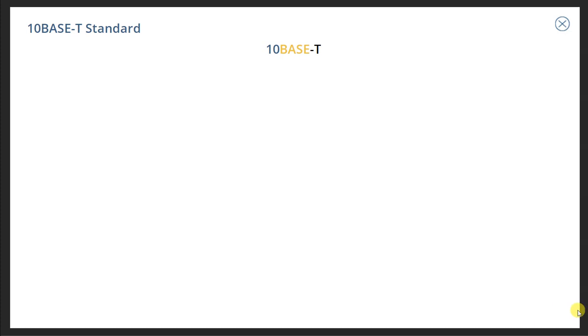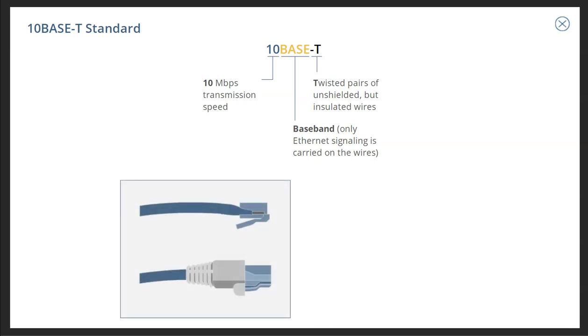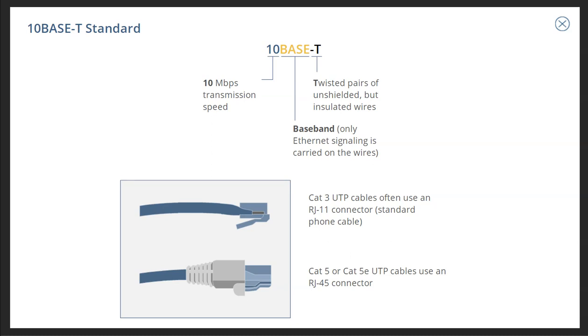10BASE-T is one of several physical media specified in the IEEE 802.3 standard for Ethernet LANs. The name 10BASE-T comes from several components in the physical layer. The 10 refers to the transmission speed of 10 megabits per second. The base is short for baseband, which means that only Ethernet signaling is carried on the wires. The T refers to twisted pairs of unshielded but insulated wires. The first 10BASE-T networks used voice grade or Category 3, or Cat3, UTP cables. Cat5 and the newer Cat5e data grade cables support higher transmission speeds with lower error rates.